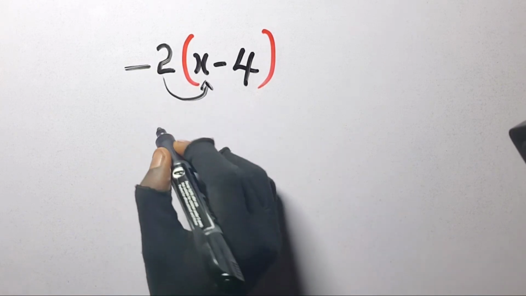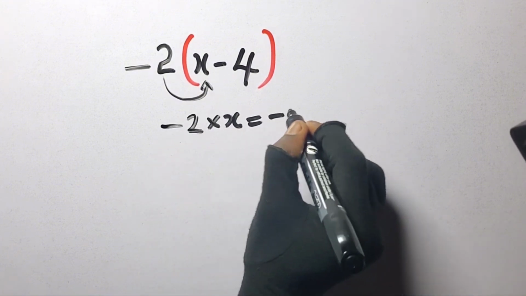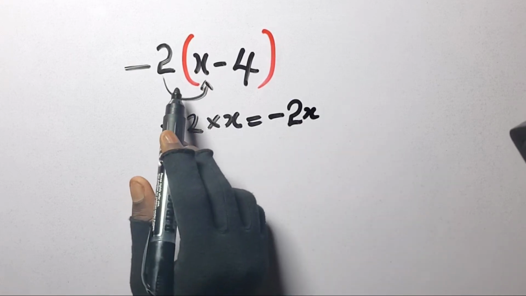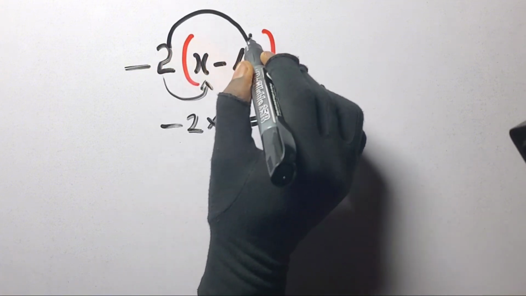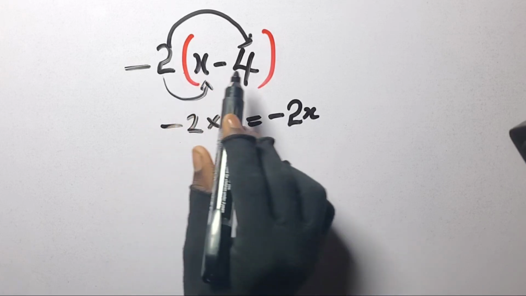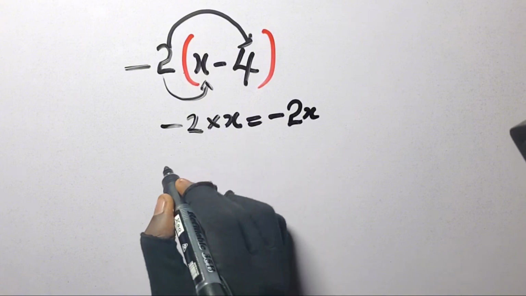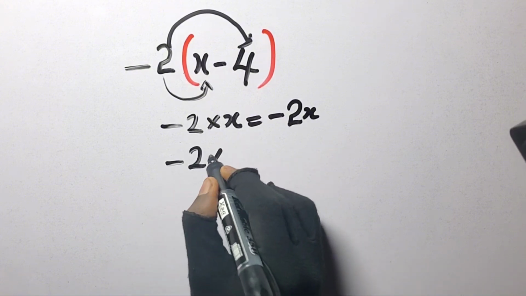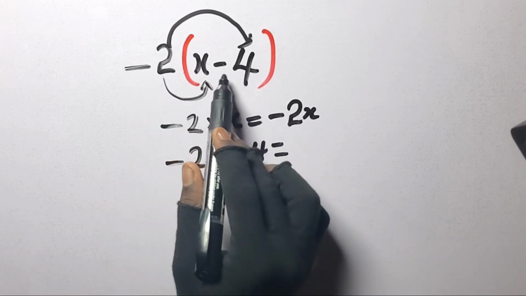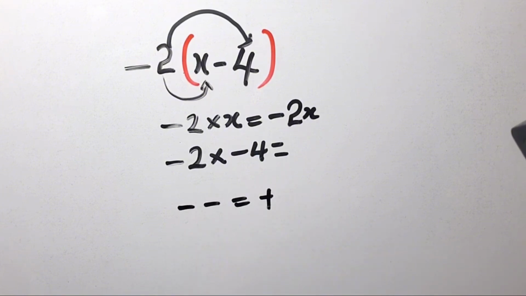Okay? That is -2 multiplied by x equal to -2x. Second handshake. This one, -2 multiplied by -4. Wait, this is the trap. -2 multiplied by -4 equal to negative and negative. Remember, negative and negative equal to positive. Okay?